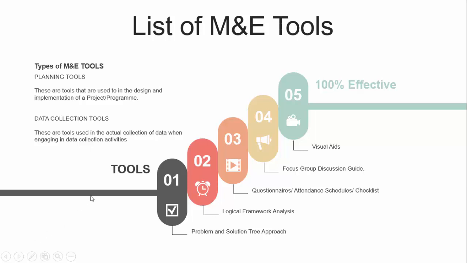Now, if you look at these numbers, I've listed the tools. These are the main tools, but of course there are additional tools, especially when you read books. Now, the first one is the problem and solution tree approach. It's a very useful tool. This is categorized as a planning tool, and the reason being is that when it comes to developing a project, the problem and solution tree approach can come in handy.